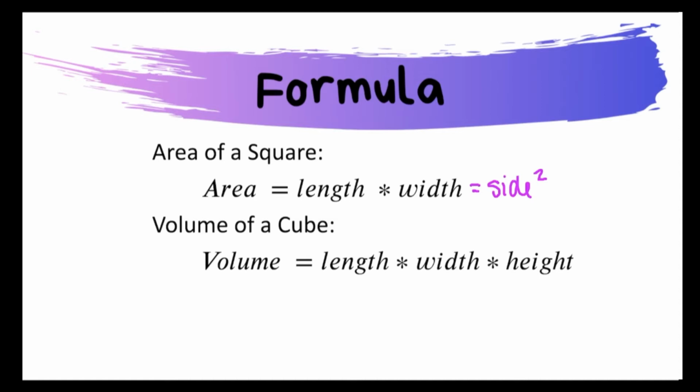So to find the volume of a cube, all we're doing is multiplying the area of our base, which is a square, by our third dimension, height. Since the height is the same length as the sides, we can write this as sides cubed. Like before with area, length times width times height is more useful for rectangular prisms.